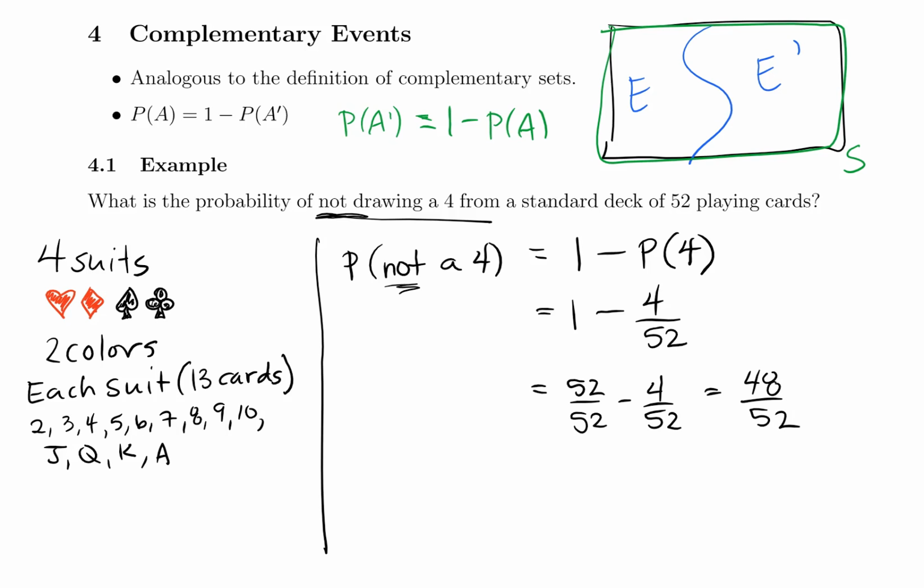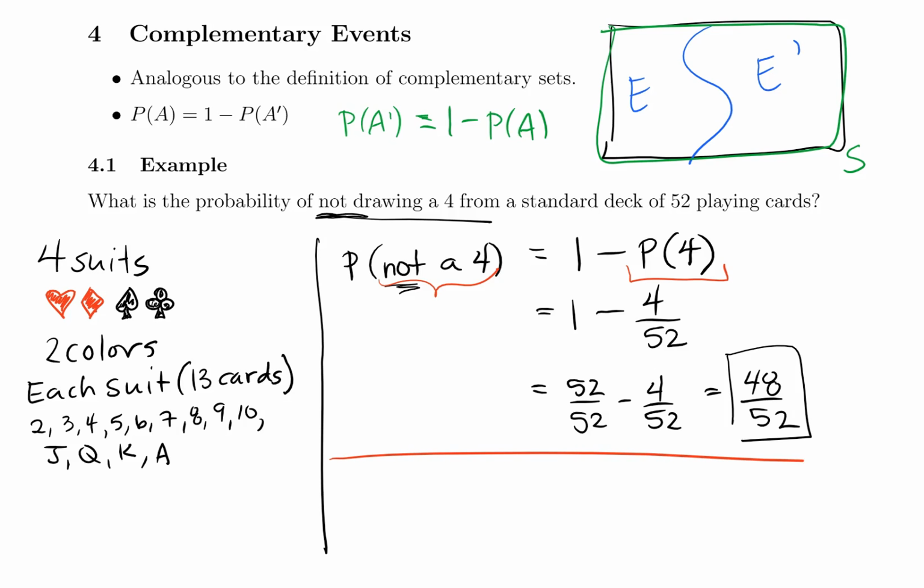And so we've found the probability that we were looking for by using the complement. It's a little bit easier to consider the probability of drawing a 4 because that's exactly one type of card that you have to consider. Whereas if you try to think about the probability of not a 4, then you have to make sure that you've covered all the cards that are not 4s.